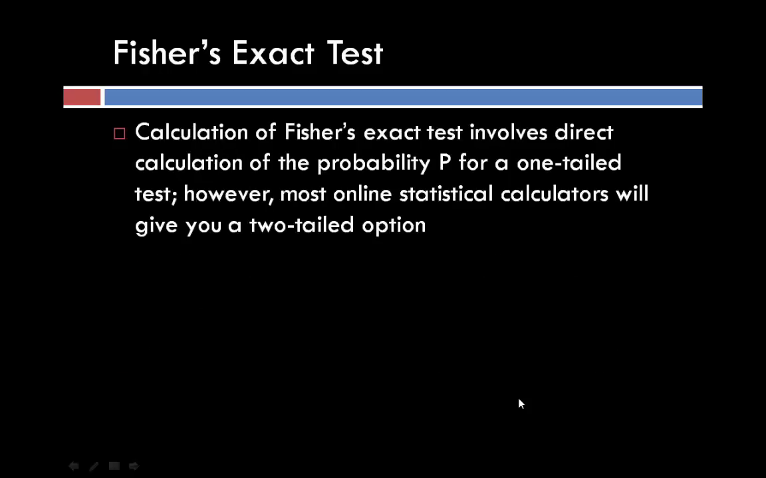The calculation of the Fisher's exact test involves a direct calculation of the probability p for a one-tailed test. However, most of the online statistical calculators will give you a two-tailed option, and that's what we're going to be using today. It's important to keep in mind that if one were calculating this by hand, since the distribution of probabilities of data matrices is usually not symmetric, it's considered controversial whether it is appropriate to double the calculated p-value for a two-tailed test if you're calculating it for a one-tailed.